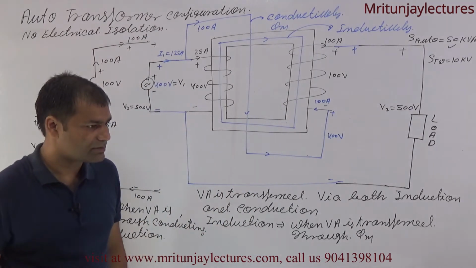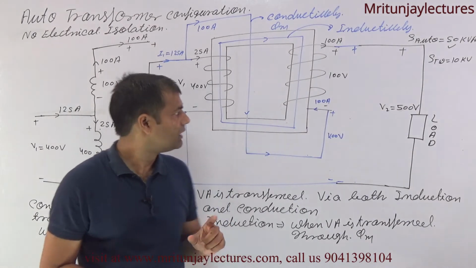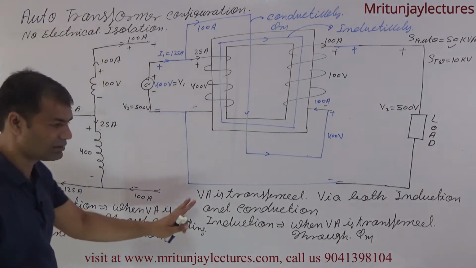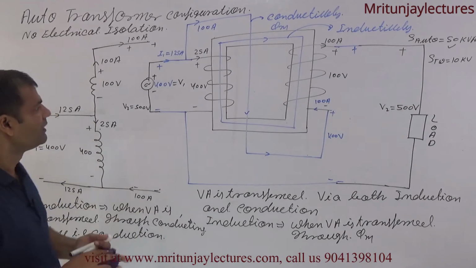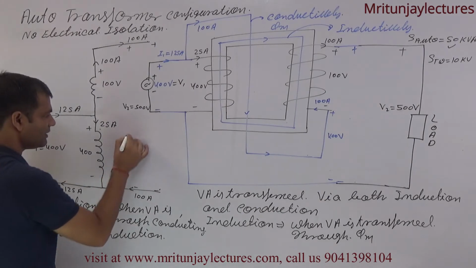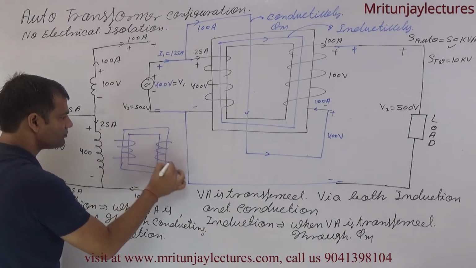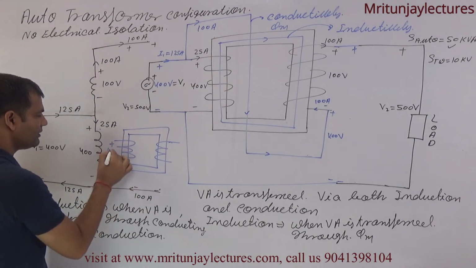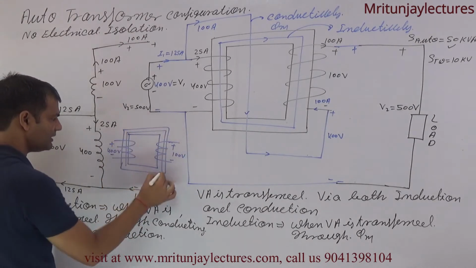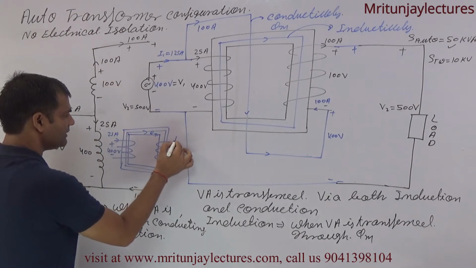Now the next question rises: is overloading possible or not? First of all, check. I know that in a two winding transformer, winding like this one, primary side is 400 volt, secondary side is 100 volt, and that is 5 ohm. And what about current? That is 25 ampere, and here that is 100 ampere.